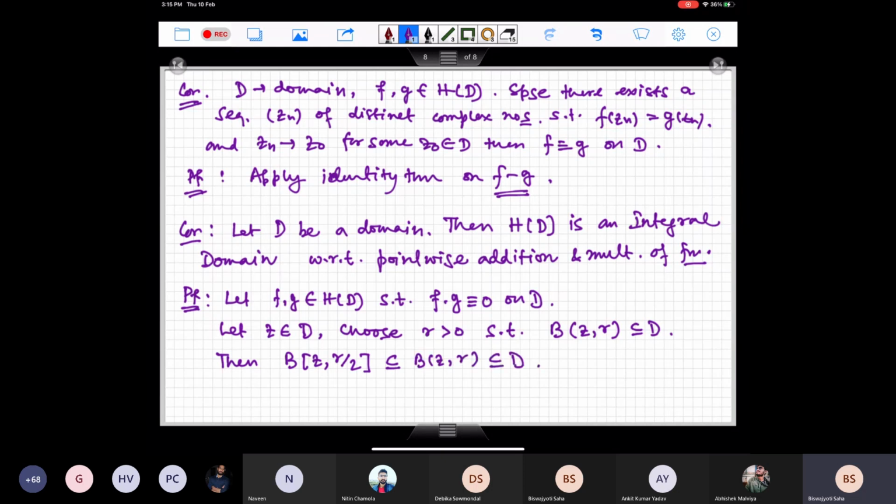Fine. You agree to this, what I wrote? Yes, sir. So why I did this is that I wanted a compact set. Okay, so that was the only reason. Fine. Now that I have this, we have f times g is identically 0. That implies f times g is identically 0 on B, this compact set B(z, r/2).